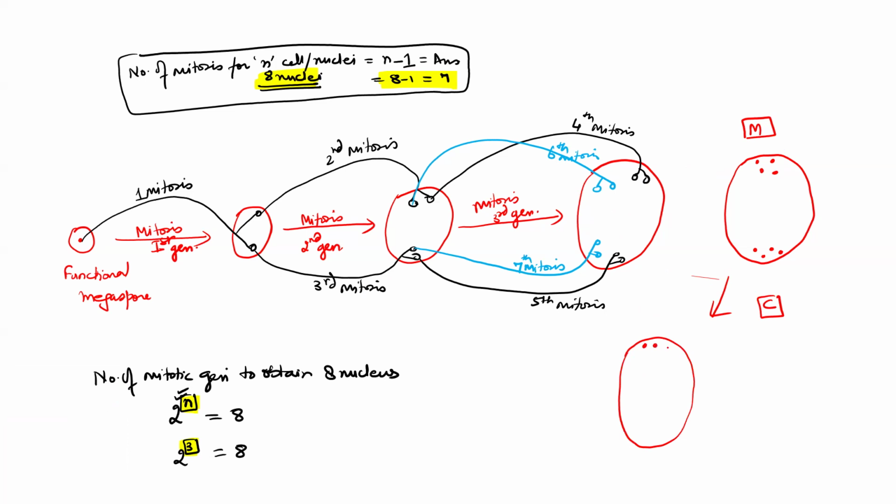Three nuclei will be left at the micropyle, and three nuclei will be left at the chalaza. One nucleus from the micropyle will come to the center, and one nucleus from the chalaza will also come to the center. First of all, this will be done, and now the cell wall is laid around.